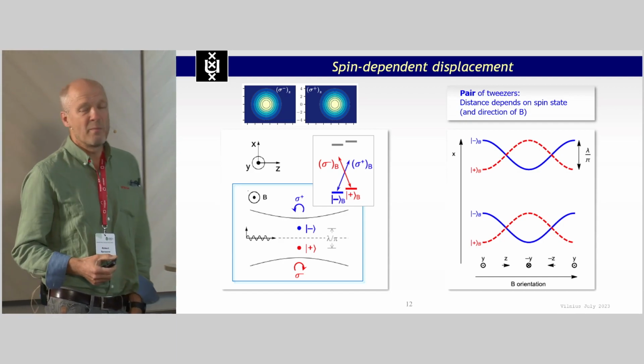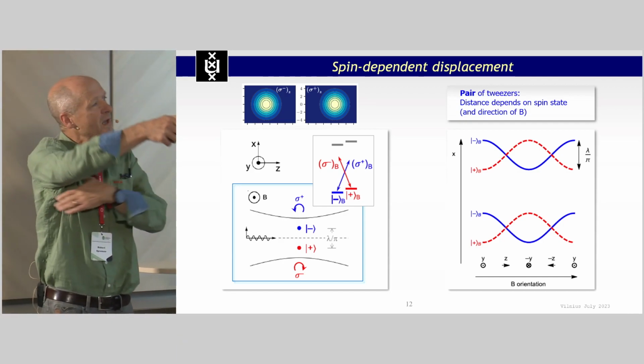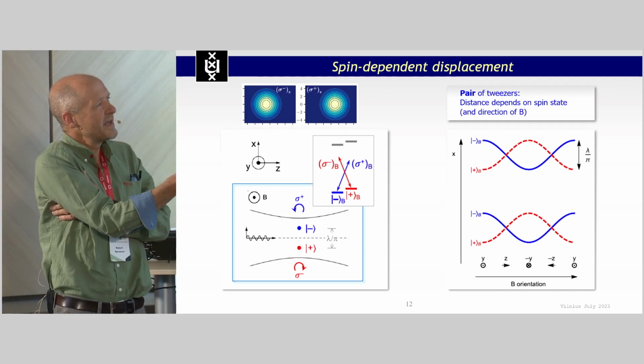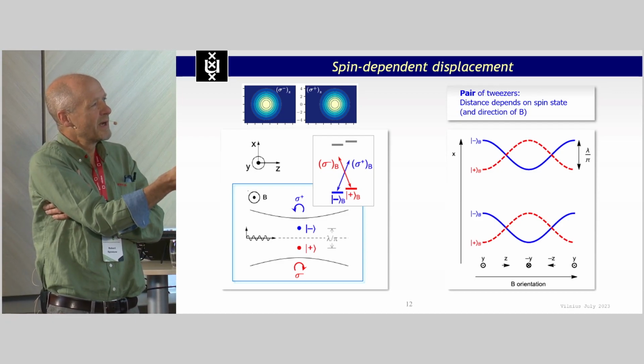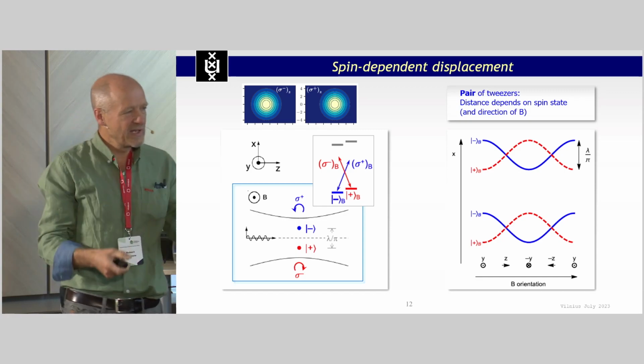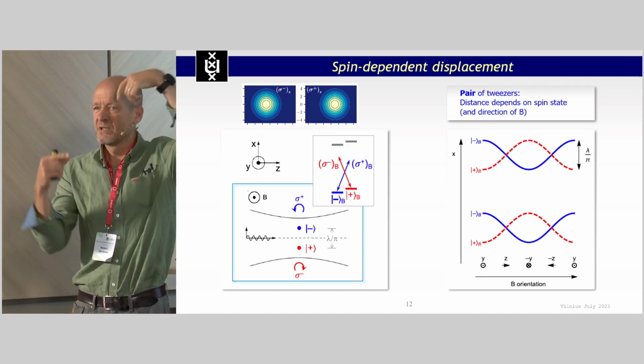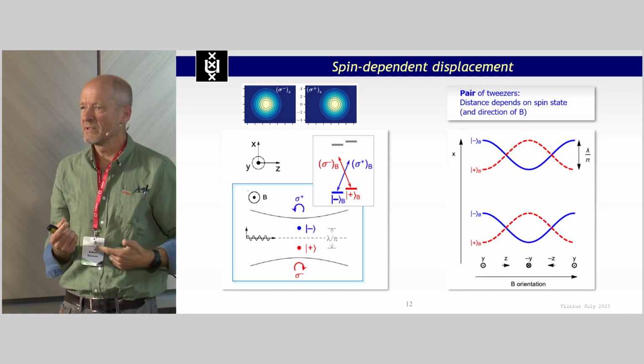Now what if you take a pair of tweezers? So now we have two tweezers next to each other. Now the plus and minus states are separated by 2 lambda bar. Here's the other tweezer. So the thing now is that the distance between these two atoms depends on their spin states. So this is what we're going to use for a quantum gate.